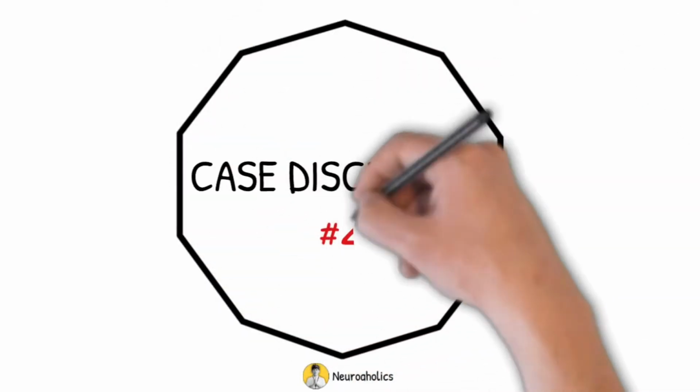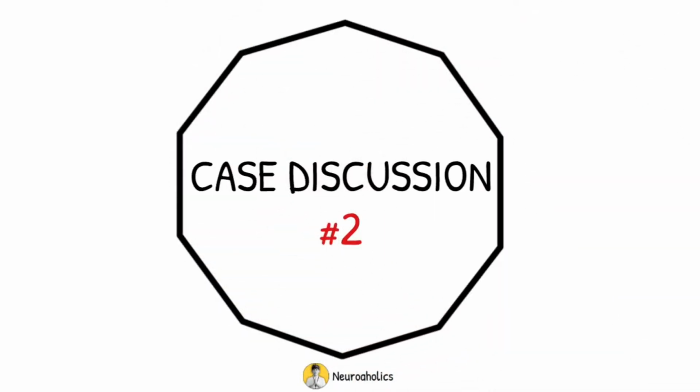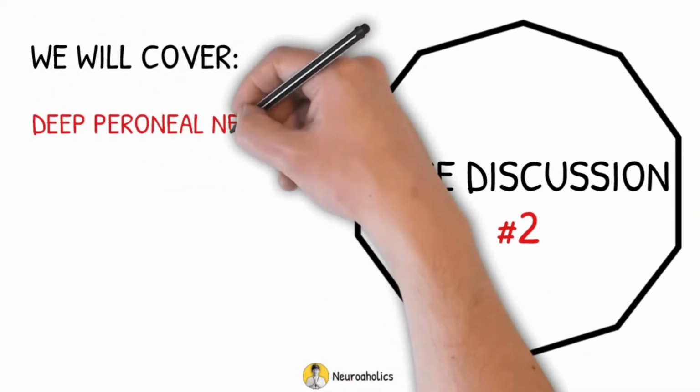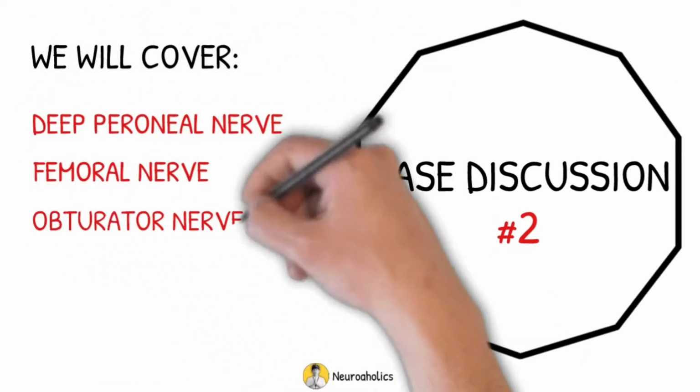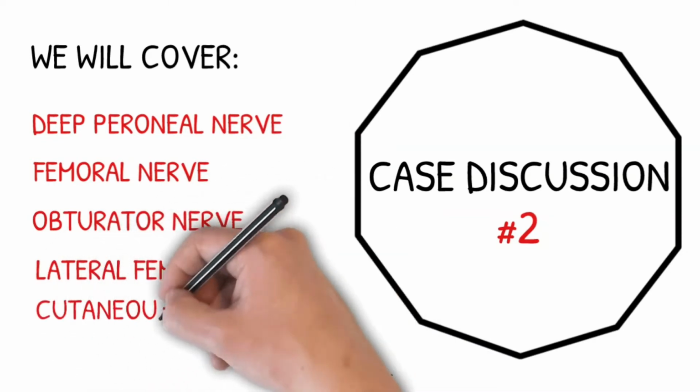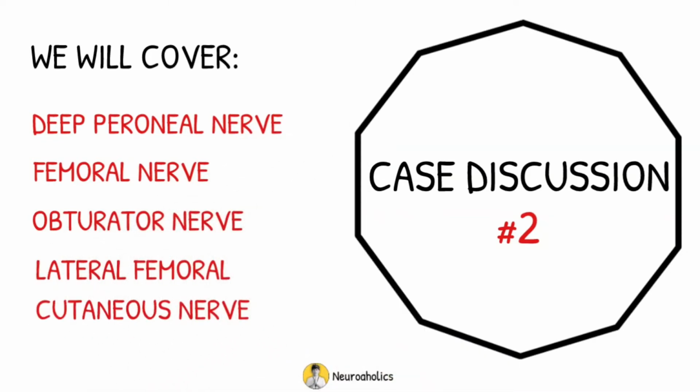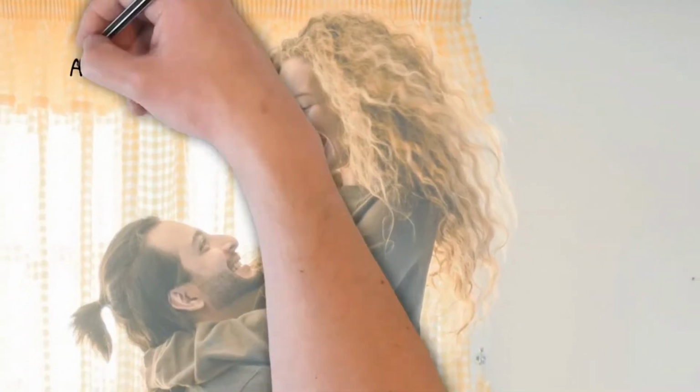Case discussion number 2. We will cover deep peroneal nerve, femoral nerve, obturator nerve, lateral femoral cutaneous nerve. Here is a brief flashback of the case.